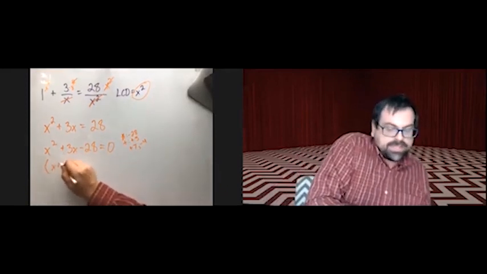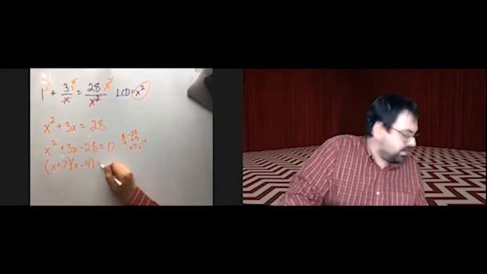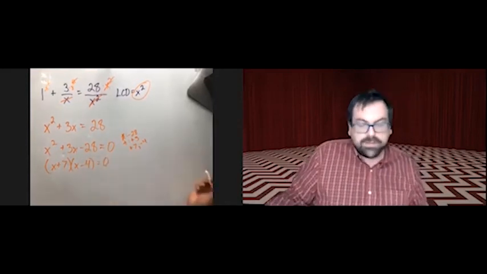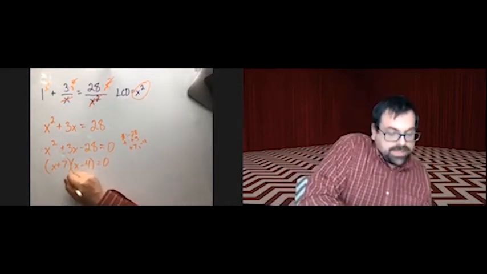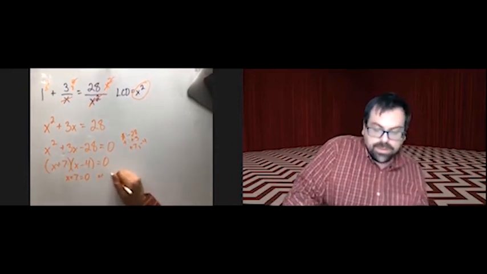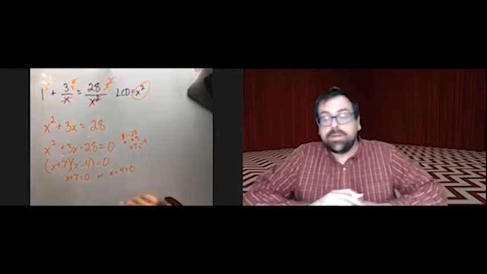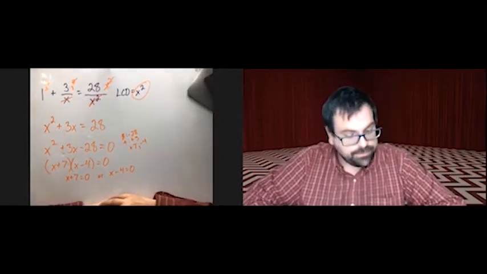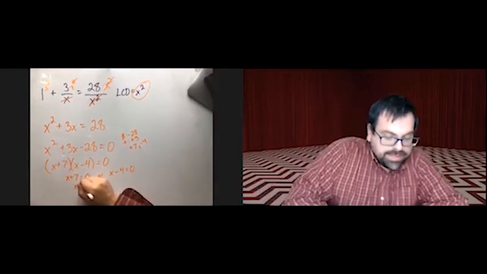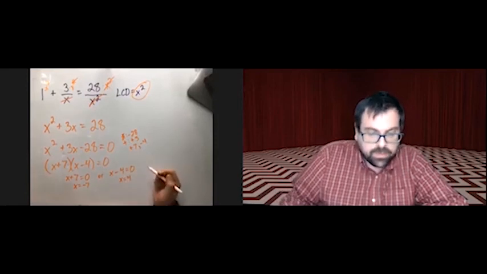So (x plus 7)(x minus 4) equals 0. That means that x plus 7 equals 0, or x minus 4 equals 0. So x equals negative 7, x equals positive 4.